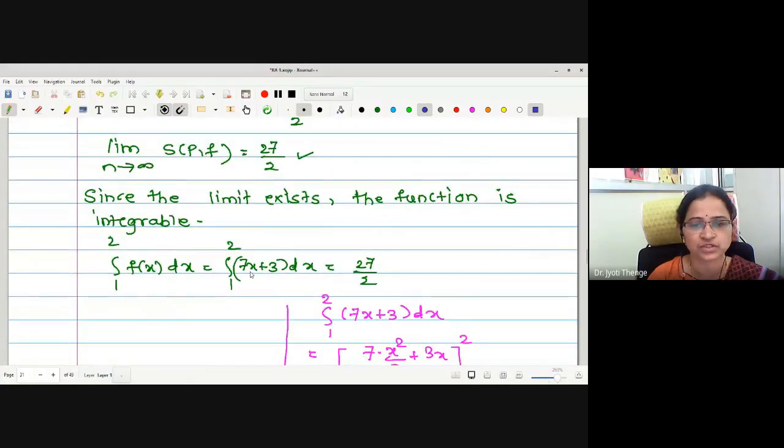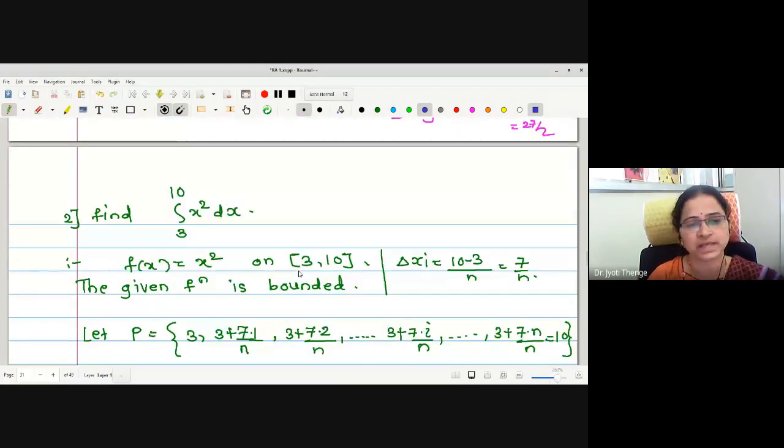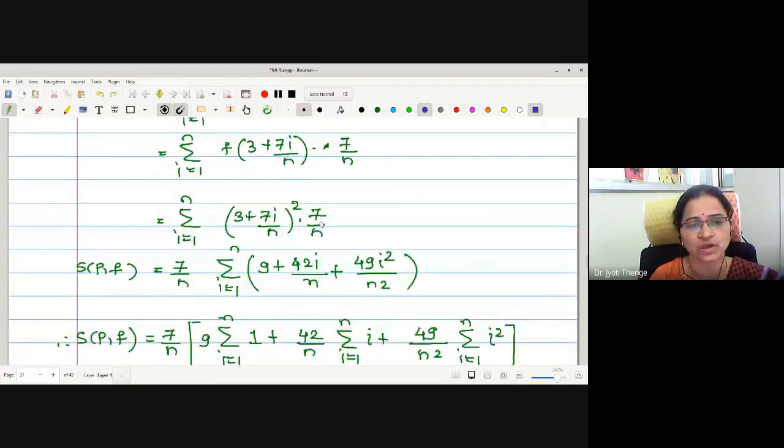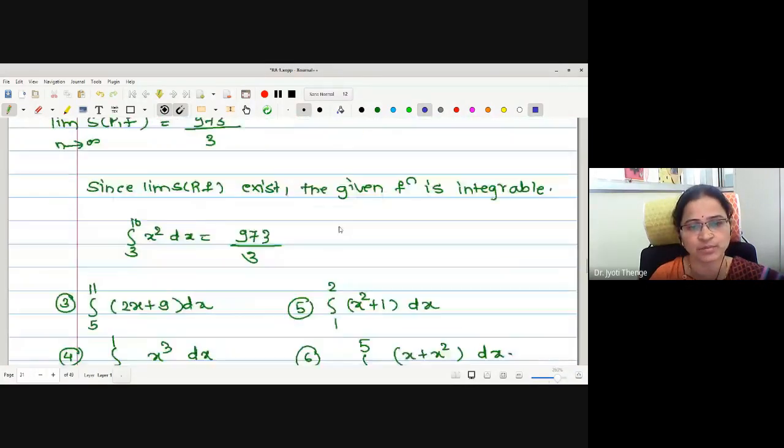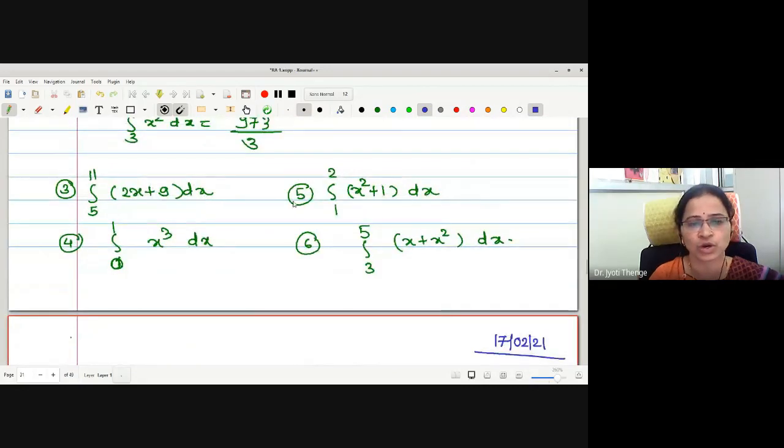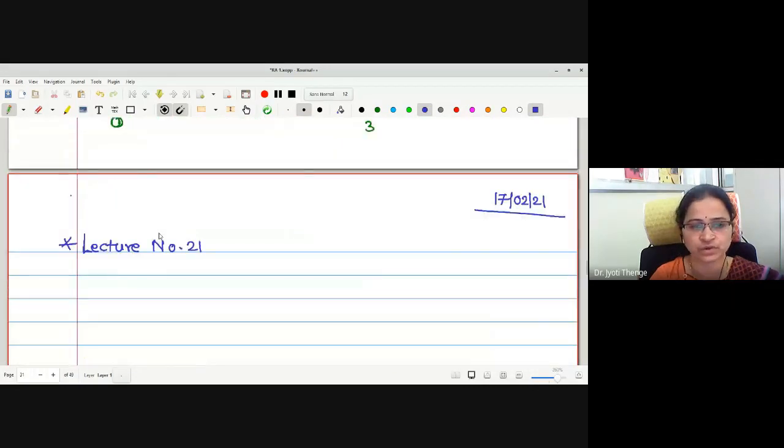integration value. The first example was a linear function 7x plus 3 on the closed interval 1 to 2. The second example we have solved is the function x square on the interval 3 to 10. In today's lecture, we will go for one more example. I hope you have solved all the examples which I have given for homework. These 4 examples I have given for the homework.